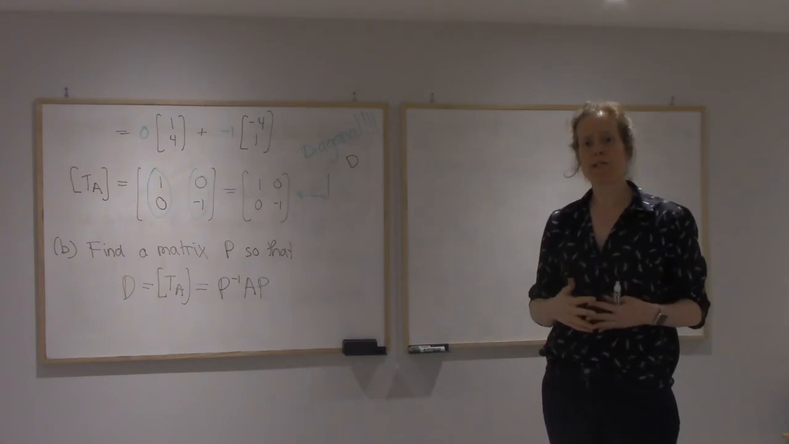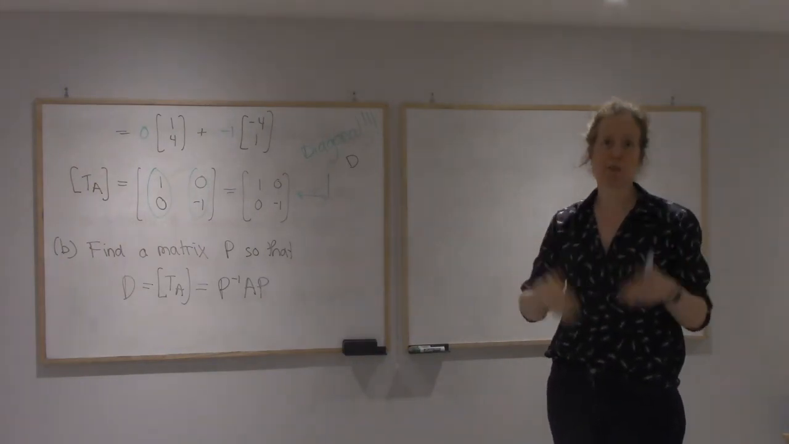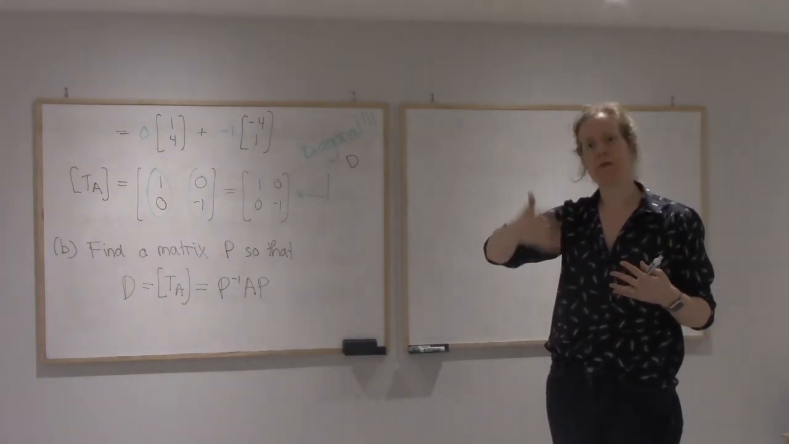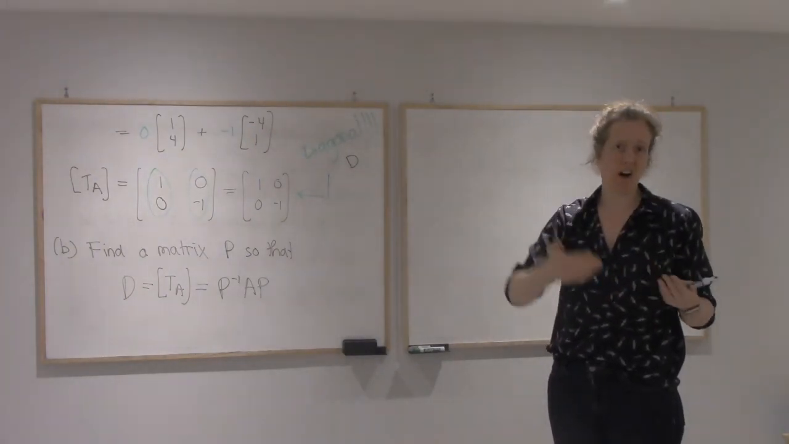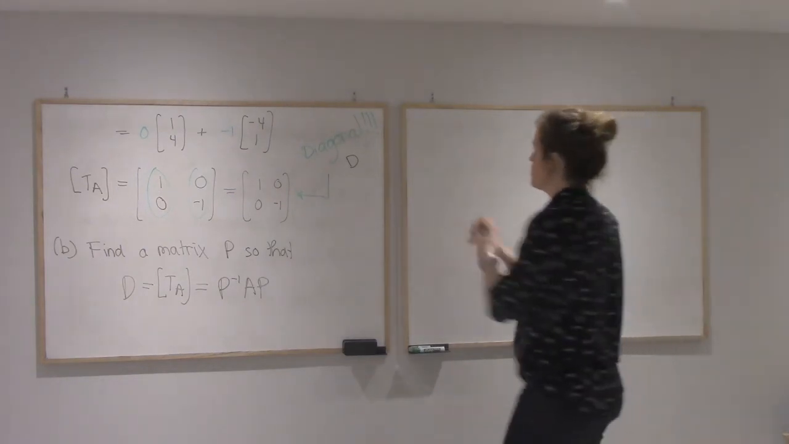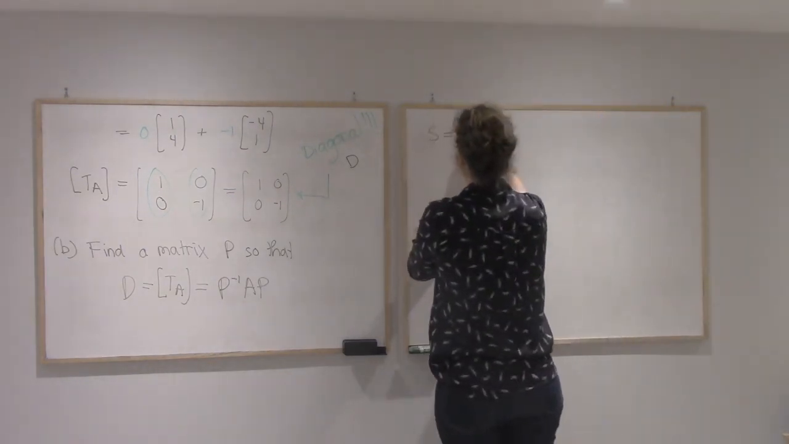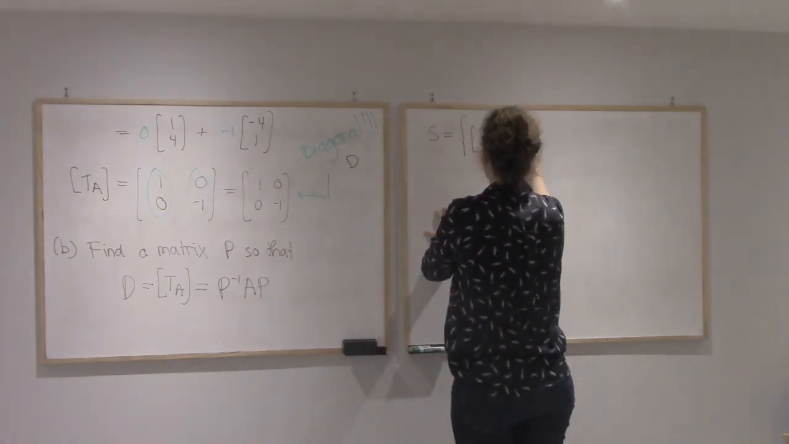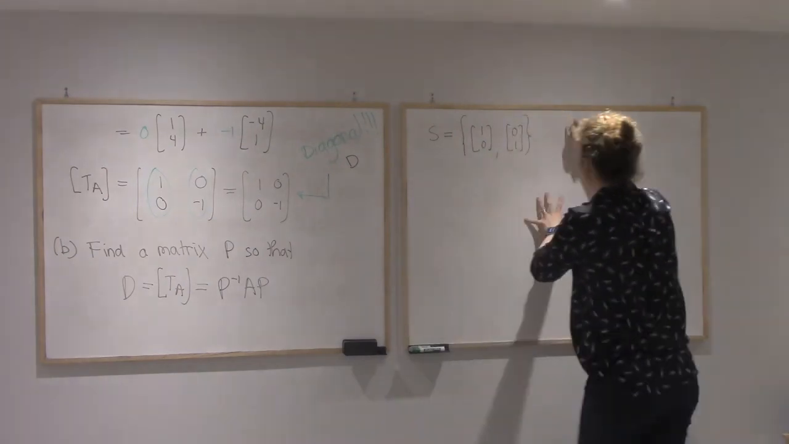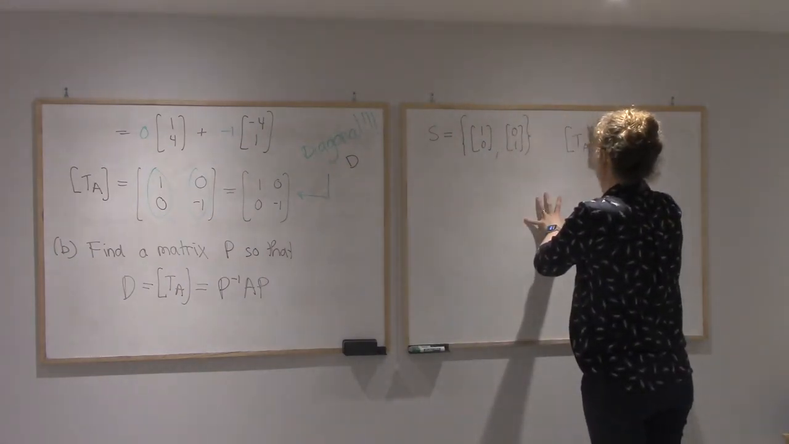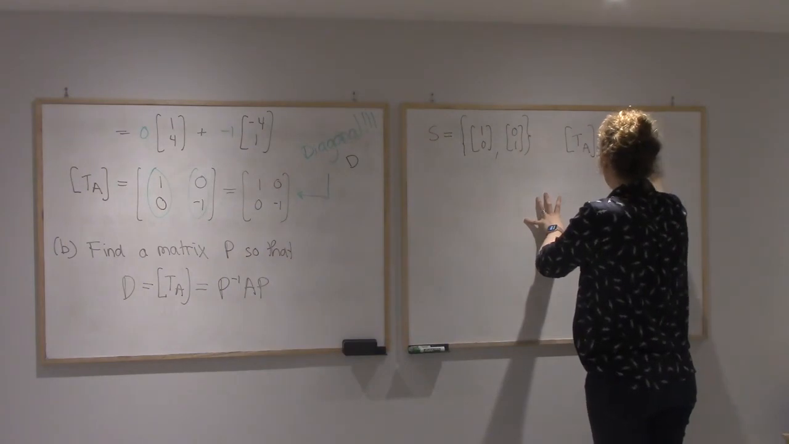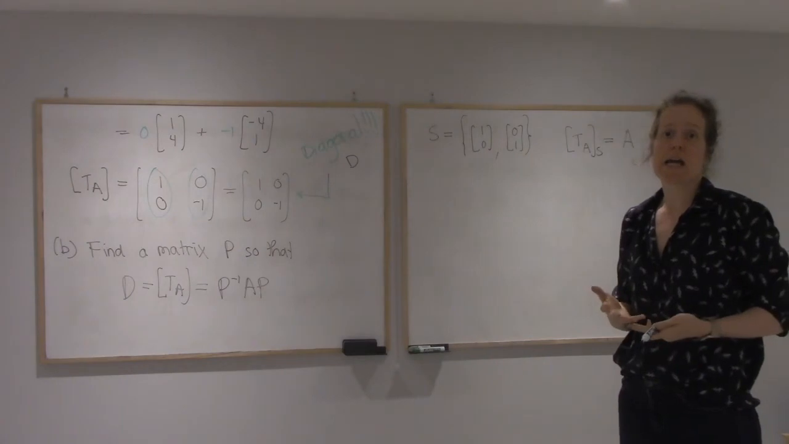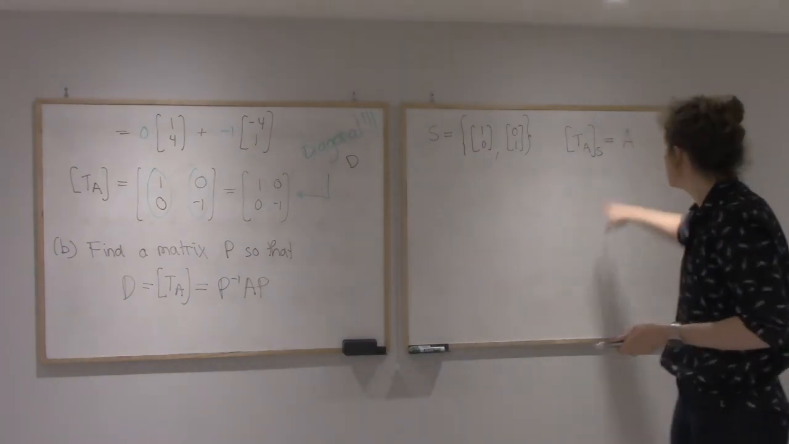So I've already mentioned that you should think of P as a change of basis matrix. In this case, it looks like we only have the special basis B, but we also have the standard basis. So if I take S to be the standard basis, then if I look at the matrix representing TA in this standard basis, I would just get A.